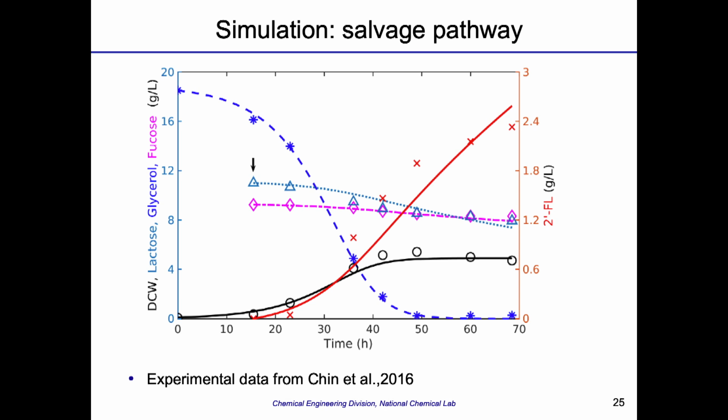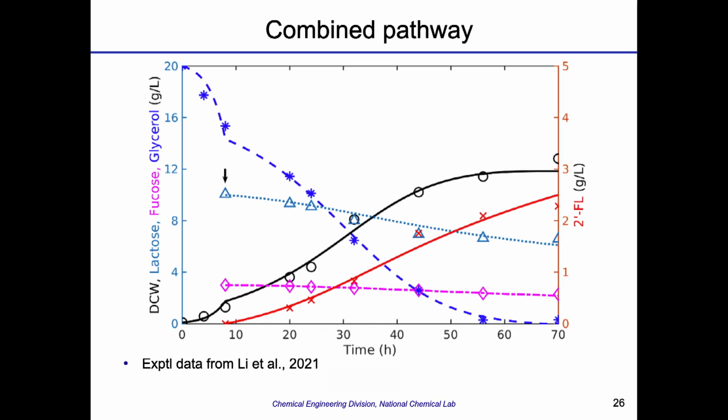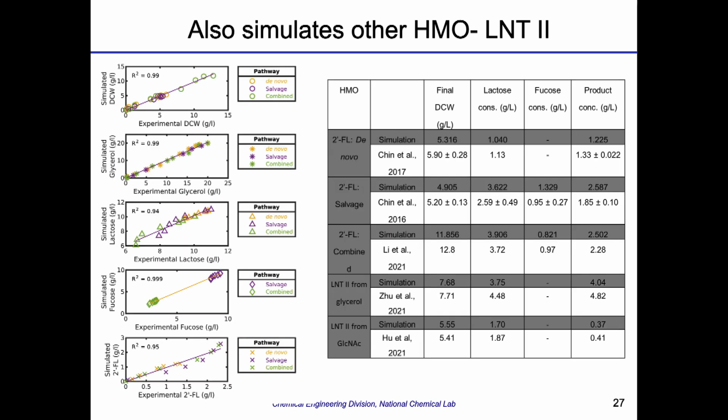Right? So there are 3 different kinds of mutants, so 3 different growth curves, etc., all of which can be captured. This whole model structure can also be used for other oligosaccharides. And so this is another oligosaccharide, and I won't really bother you with the details of that.